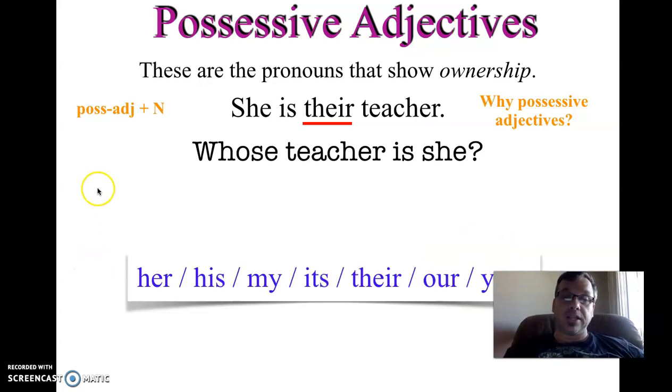But the possessive adjectives: her, his, my, its. Notice this is its, not it apostrophe s, which means it is. This is its, the possessive adjective. Their, our, your. She is her teacher. She is his teacher. She is my teacher. She's probably not going to be its teacher unless she was teaching dogs or cats or something. She is their teacher. She is our teacher. She is your teacher. Right?